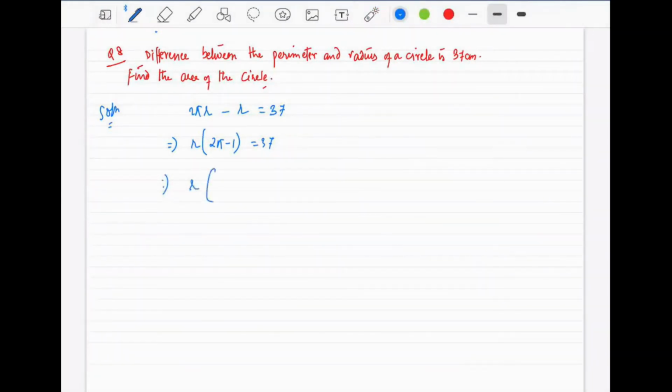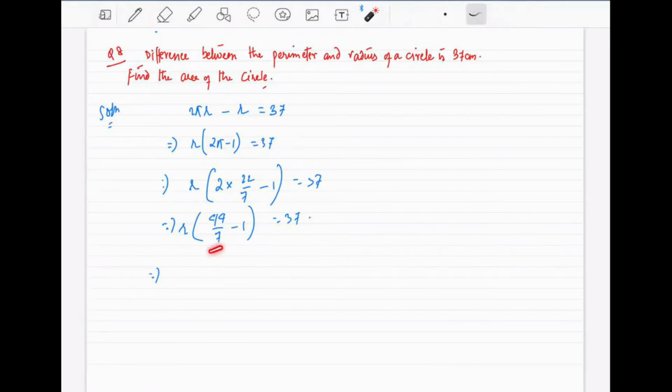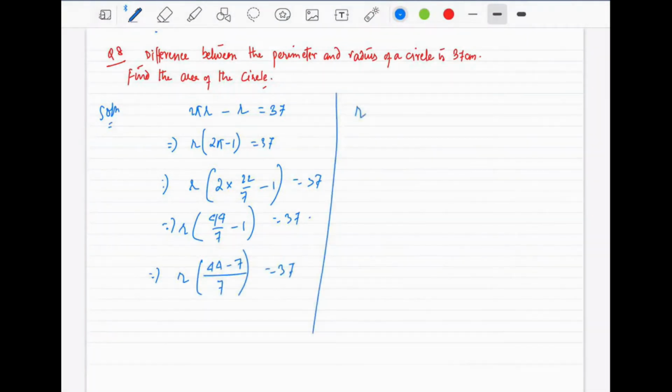By putting the value of pi, we will have 22 by 7 here, minus 1, which will be 37. R, we will have 44 by 7 minus 1 is equal to 37. And you can combine these two, 44 by 7 and 1, you can subtract them. So we will have 7 as the denominator, 44 minus 7. Now R, look at the numerator, it will be 37. Denominator is 7 and 37 is on the right hand side. No change in the right hand side.